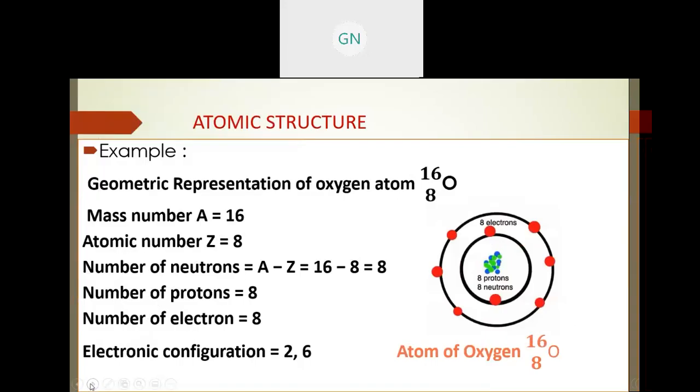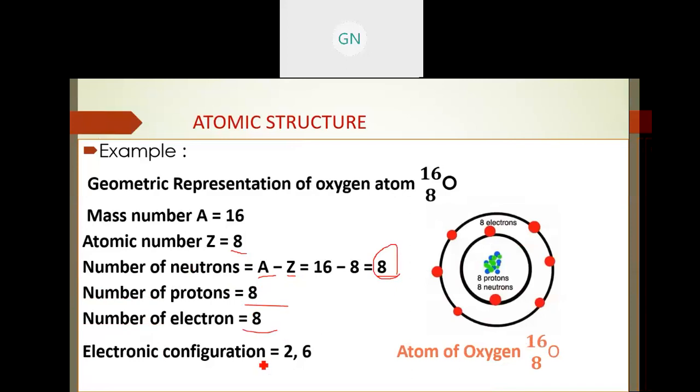Let me see oxygen. Mass number 16 and atomic number 8. So if you want to find out the number of neutrons, mass number minus atomic number. So 16 minus 8 is equal to 8. So the number of neutrons present in oxygen is 8. Number of protons 8, electrons 8.